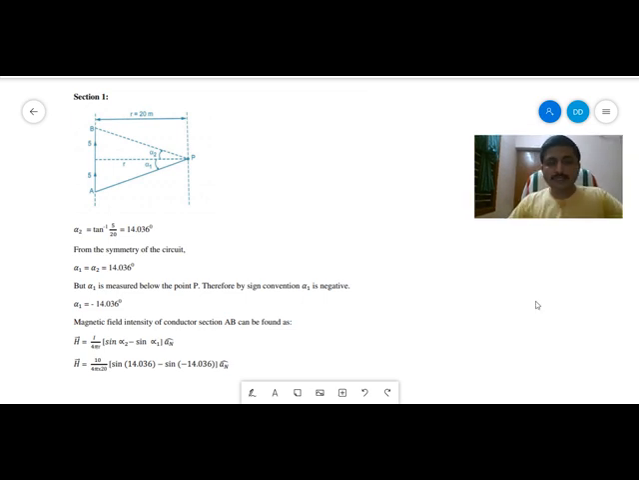Regarding the angles alpha 1 and alpha 2, if you have any doubt, please watch my previous video. There I have solved a similar current circuit using Biot-Savart Law, explained alpha 1 and alpha 2, how they are measured, and what sign conventions are used. Those explanations will not be repeated in this video.